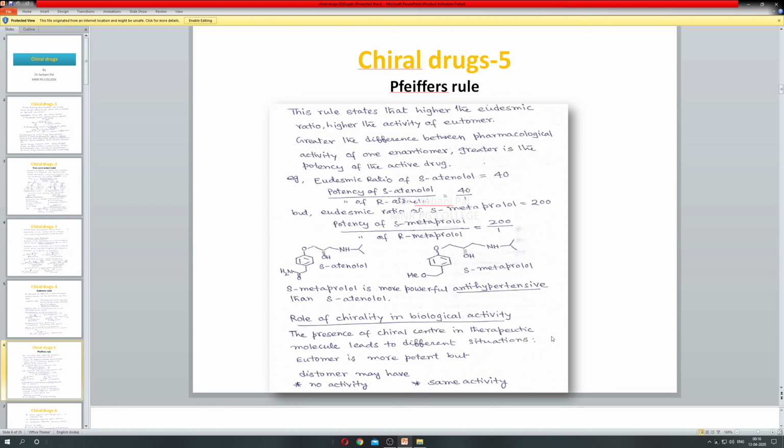So first we have discussed the definition of chiral drugs, examples. Next we have discussed the 3-point contact model. Next we have discussed what we mean by the eutomer and distomer with examples. Next we have discussed the Eudysmic ratio. Now the sixth one, that is Pfeiffer's rule. Now this rule states that the higher the Eudysmic ratio, the higher will be the activity of the eutomer.